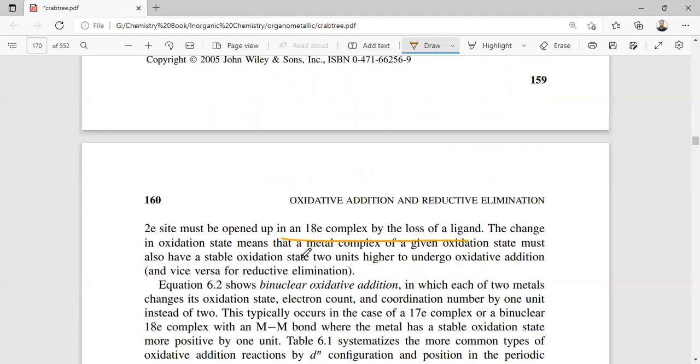So the change in the oxidation state means a metal complex of a given oxidation state must also have a stable oxidation state 2 units higher for oxidative addition. So that means when in the oxidative addition, the metal oxidation state is increased by 2 units, the higher oxidation state of the metal should be stable. Then the oxidative addition will occur.